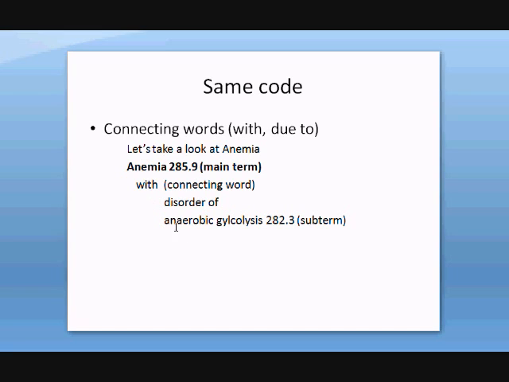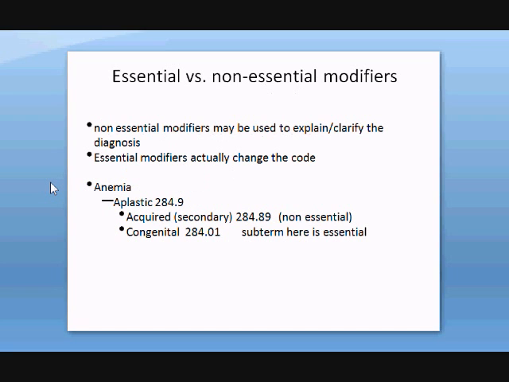Oftentimes, I have a student who may be looking in the book and they automatically arrive at the first term here, anaerobic glycolysis, and think that's what they're looking at. When in fact they're looking at the main term of anemia, and underneath anemia, even further, there's with, and then further there is anaerobic glycolysis. So be very careful with these terms.